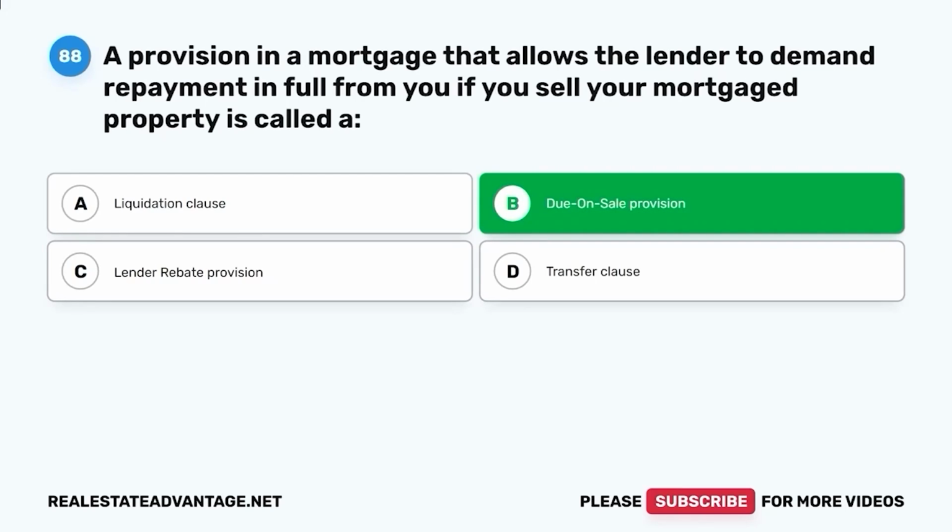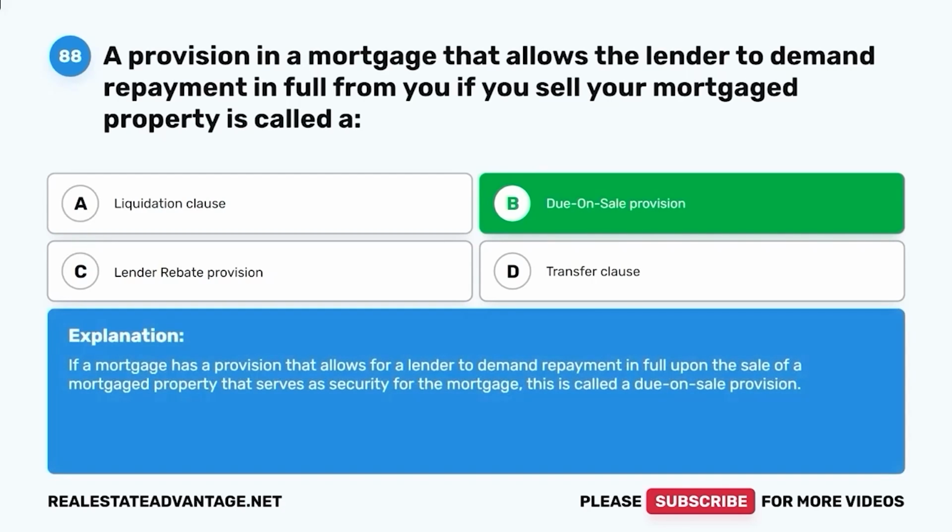Due on sale provision. If a mortgage has a provision that allows for a lender to demand repayment in full upon the sale of a mortgage property that serves as security for the mortgage, this is called a due on sale provision.